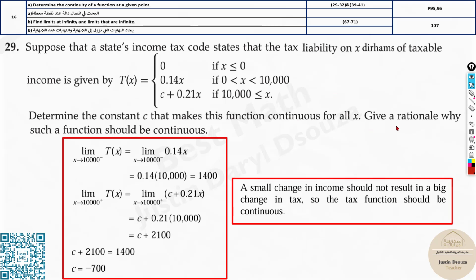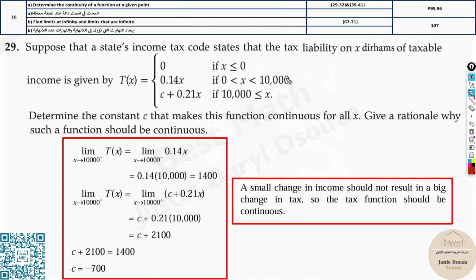Here they have asked you to give rationale why such a function should be continuous. This is very important, understanding why. Now, there are various ways. I'll tell you what this means, but before that, let's look over here. If the salaries are less than zero, so x is less than zero, we can ignore this, it's zero tax, obviously. Now, if the salaries range from, say, 0 to 10,000, then your tax range is given over here. Then, as your salary income is increased to 10,000 or more, this is the slab rate.